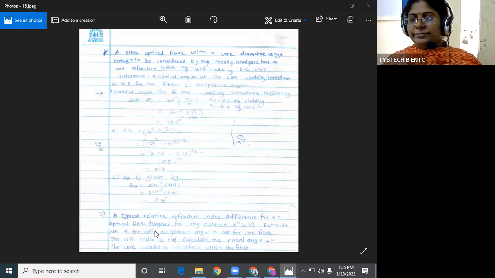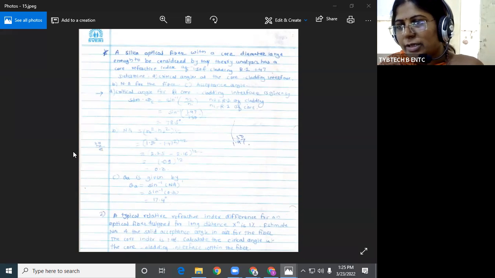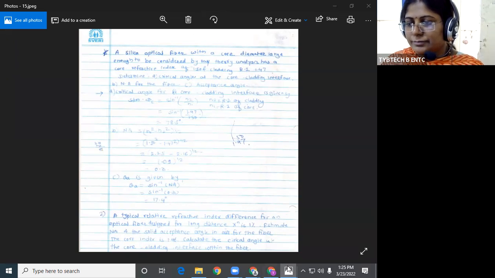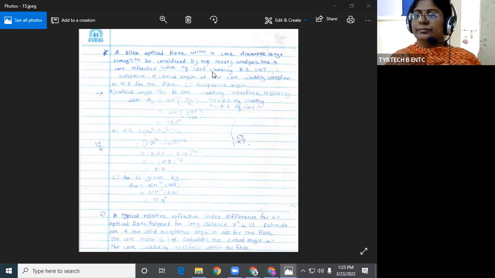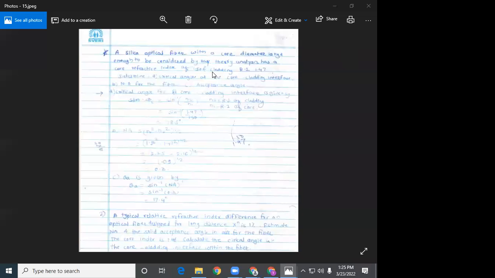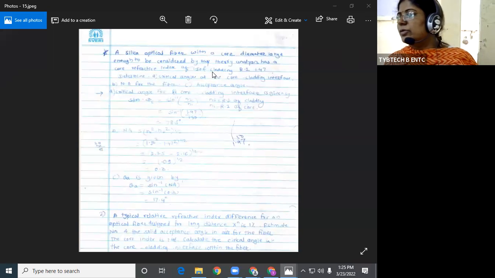Is it clear? Yes, Vaishnavi, Swami. Vaishnavi. Omkar. Yes, Omkar Chingade. Is it clear? This numerical? Yes, ma'am. Numerical is clear or not? Yes, ma'am. Clear. Okay.